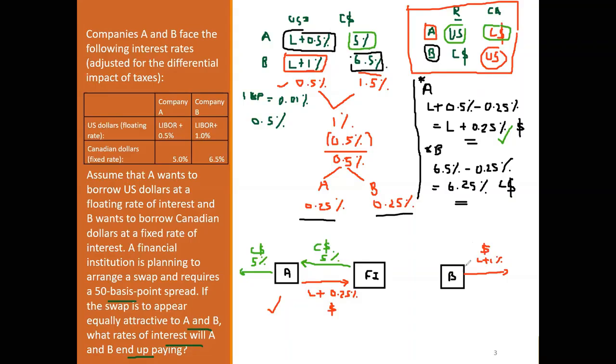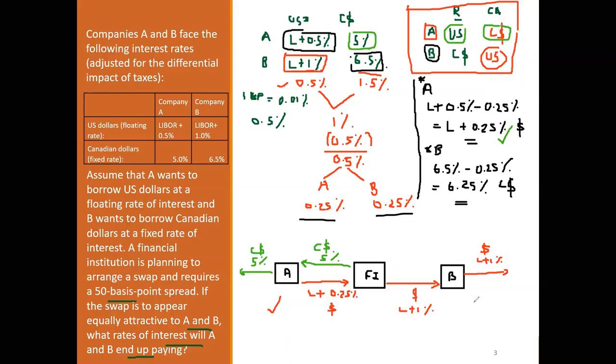In order to eliminate the dollar cost of B, we have to make sure that B receives this dollar cost. So LIBOR plus 1% in dollars should be received by B from the financial intermediary. So now from the B side, the dollar cost is eliminated.